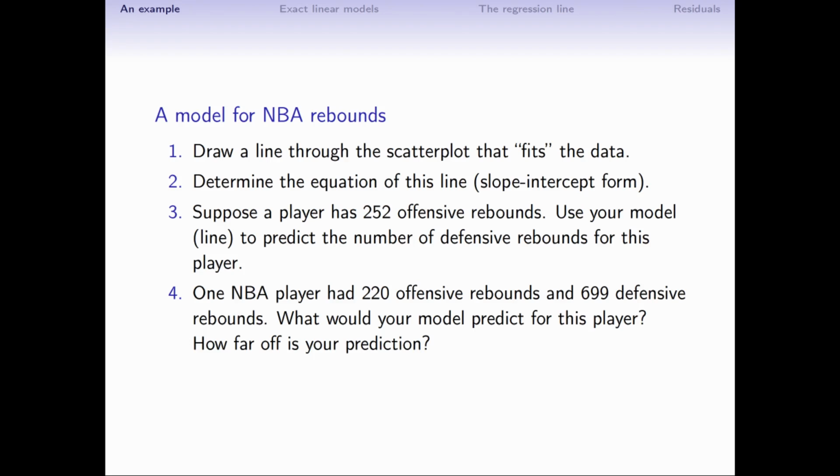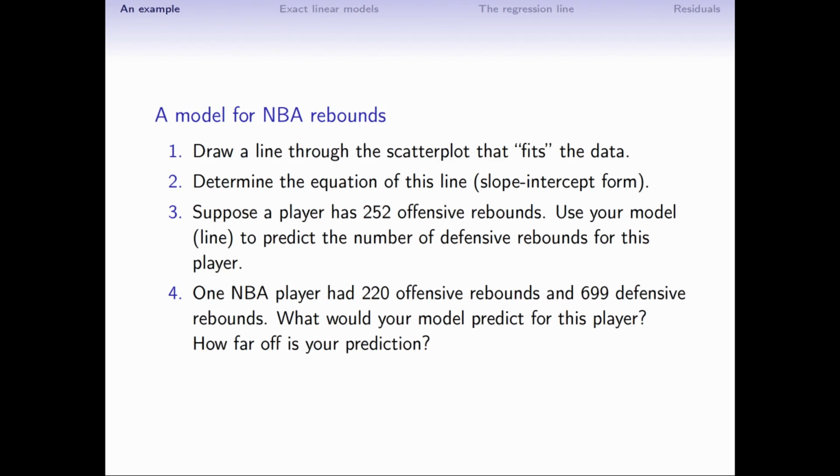Finally, one NBA player had 220 offensive rebounds and 699 defensive rebounds. What would your model predict for this player? So knowing that they had 220 offensive rebounds, what would you have predicted for their number of defensive rebounds? And let's answer this question. How far off is your prediction? That's what's called the residual, and that's a very, very important quantity in constructing these linear models. So we're going to look at that question of the residual in that context.